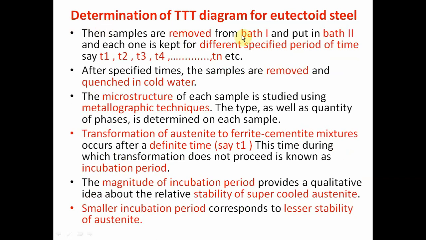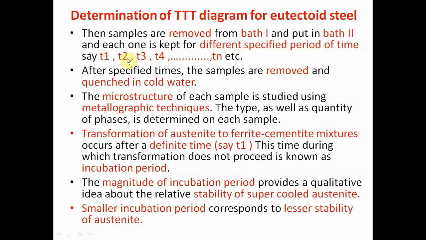So in determining the TTT diagram for eutectoid steel, a number of samples are initially kept in bath 1, a salt bath furnace. Then they are removed from bath 1 and put in a second bath furnace for a different specific time interval. That time interval may be 1 minute, 5 minutes, 10 minutes, 15 minutes, like this.